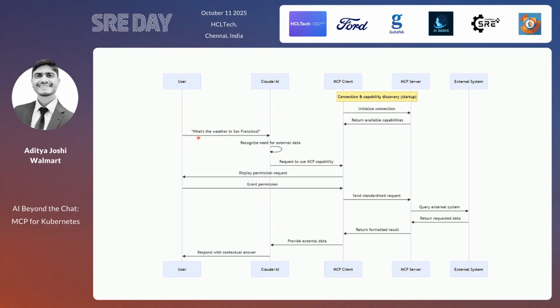Now, here we are trying to make a query: what's the weather in San Francisco. Claude AI is intelligent enough to figure out whether the query asked by the user needs real-time data or not. The Claude agent in this case sends that request to the MCP client, which then looks for whether it has the capability to get the data or not.